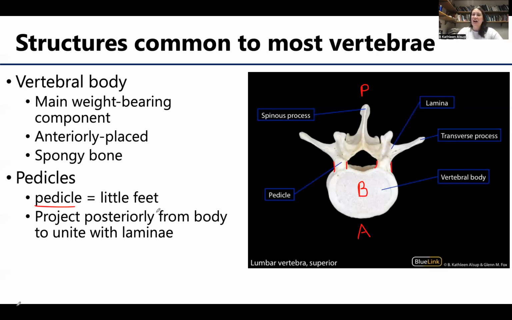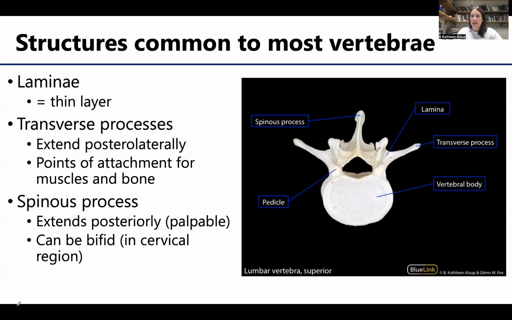And projecting posteriorly from the body are these little feet, as you can see here, referred to as the pedicles. And again, these project posteriorly from the body, and they unite with the laminae, which are these flat portions. The lamina will differ depending on the type of vertebrae. When we're looking at a lumbar vertebra, it's fairly small. You can have a larger lamina, say in thoracic vertebrae. And the laminae are just this flat portion of the bone right here.